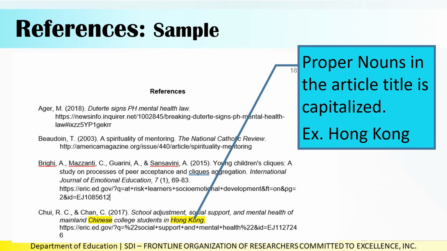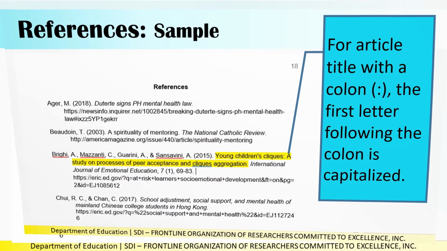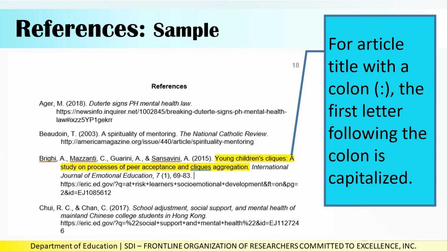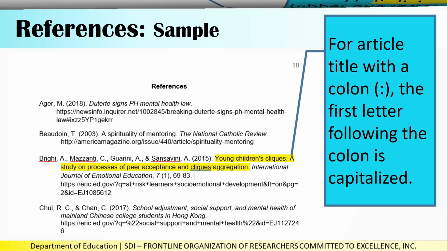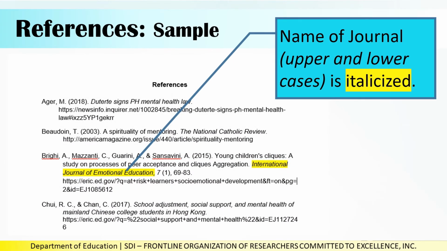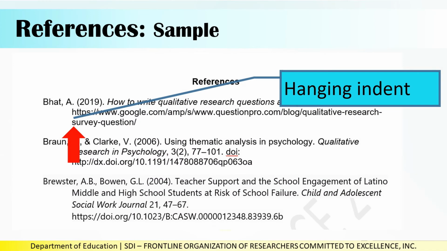Proper nouns in the article title are also capitalized. Just like in this example, we have Hong Kong and Chinese. For an article title with a colon, the first letter following the colon is capitalized, just like the letter A here. The name of the journal, in upper and lower cases, is italicized. Hanging indent is applied here.